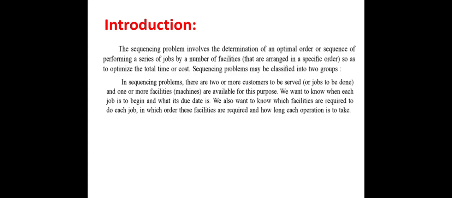We also want to know which facilities are required to do each job. That is, what are the tools required, what are the jigs and fixtures required, raw materials required. Everything has to be known earlier before we do the sequencing. In which order these facilities are required and how long each operation is to take. Sequencing problems have been most commonly encountered in production shops where different products are to be processed over various combinations of machines.